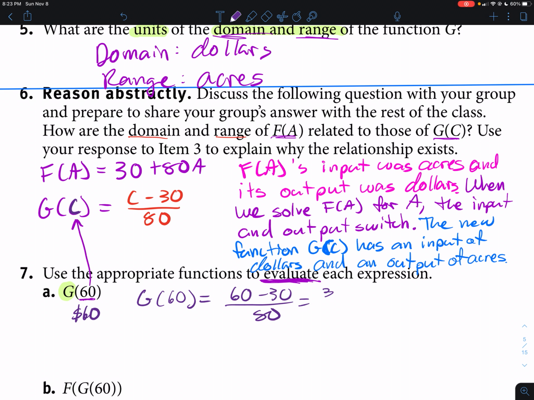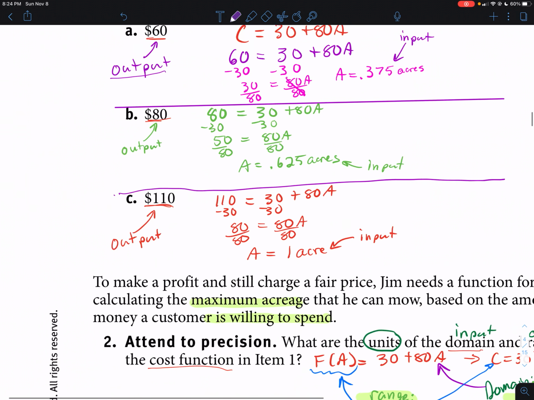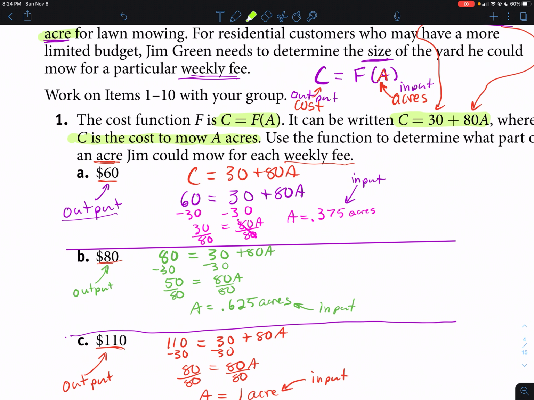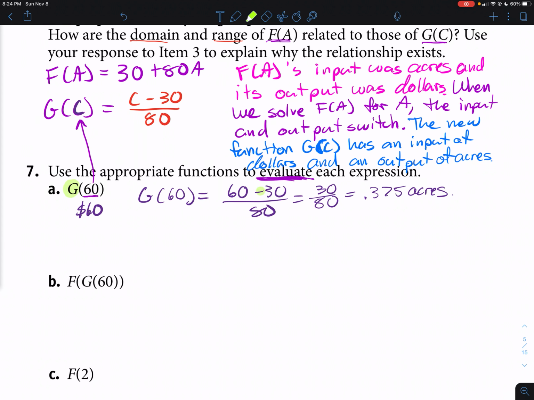60 minus 30 is 30. 30 divided by 80 gives us 0.375 acres. Does that sound familiar? Well, if you look back up here, hey, look, $60. So up here, minus 30, isn't that the first thing we did? It was minus 30, and then we divided by 80. Well, that's what's happening here. When I plugged in the 60, the first thing I did was subtract 30, and then I divided by 80.